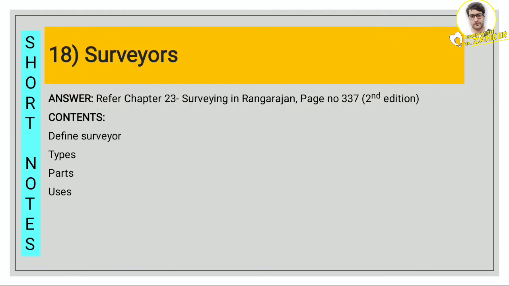The next question is surveyors. For this you have to refer chapter 23 surveying, page number 337. First define what is a surveyor, write the types of surveyor, parts of the surveyor, and the uses.